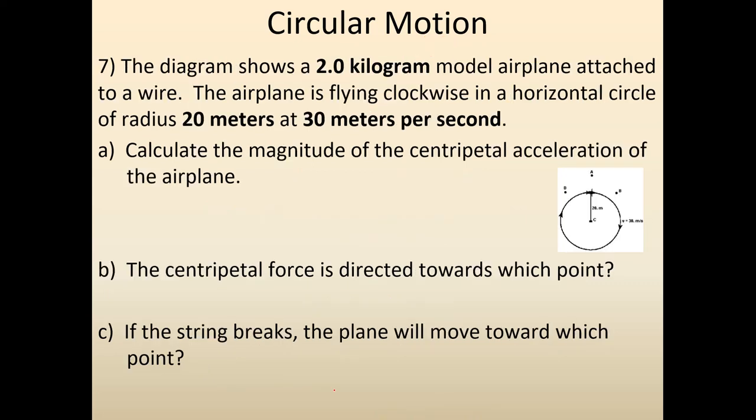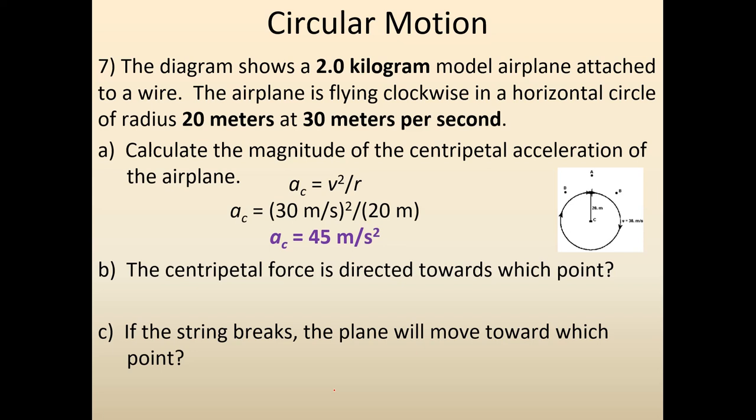All right, and then this will be the last question. So pause the video, work it yourself, and we'll go over it in a second. All right. So the first question says, what is the magnitude of the centripetal acceleration? So just plug it into the equation, a_c equals v squared over r. Plug our numbers in, and we end up getting 45 meters per second squared.